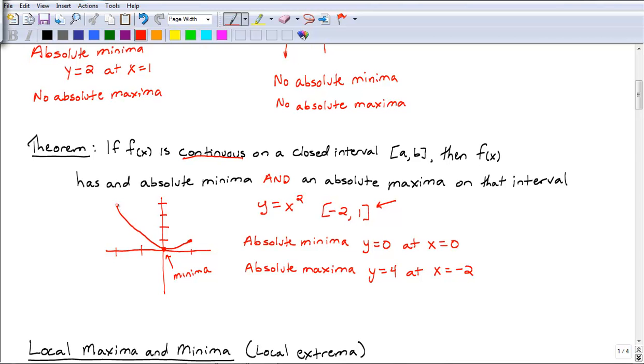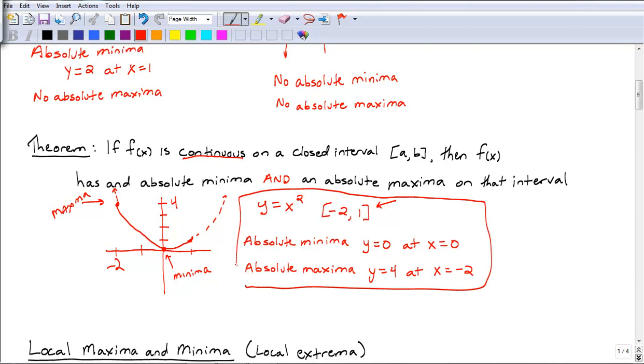The absolute maxima, that occurs up here where the biggest y value is. Now notice, if I hadn't closed the interval, the graph would have kept going, and so there wouldn't have been one of these. But since the interval was closed, I can find an absolute maxima. The absolute maxima is at y equals 4. That is the maxima, y equals 4. And it happens at x equals -2. So you can identify these from graphs by looking at the graph and seeing where the biggest y value and the smallest y value are. And by definition, if the interval is closed, you can always find a biggest and smallest value.